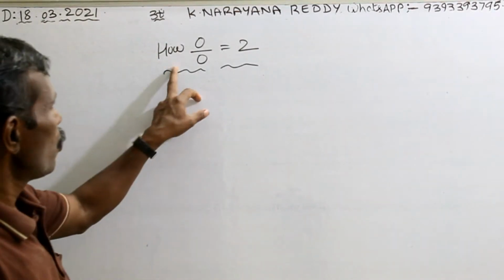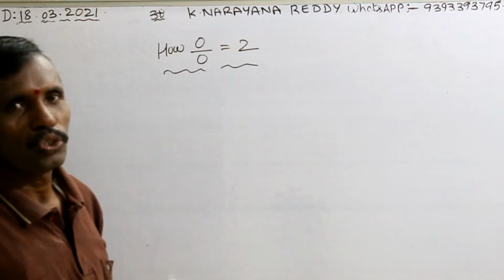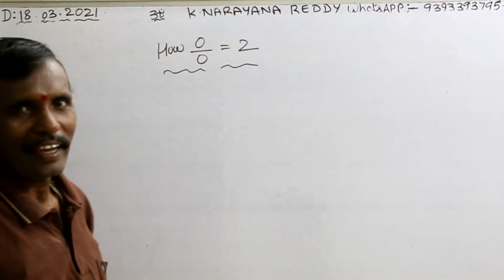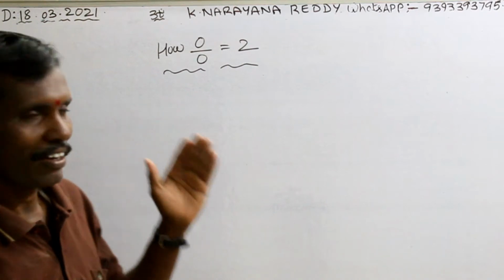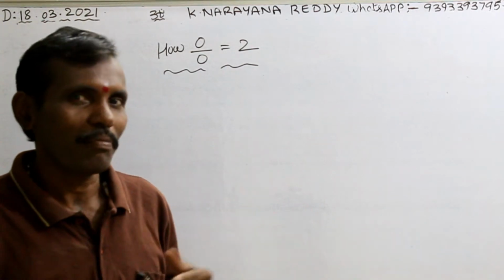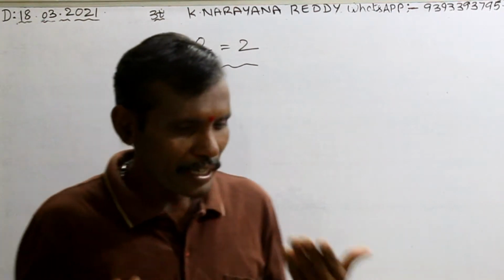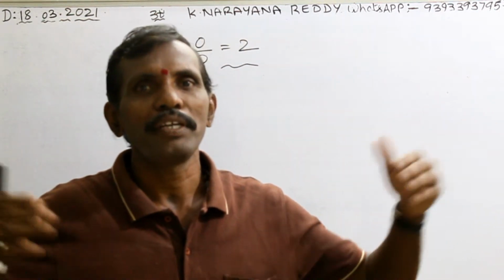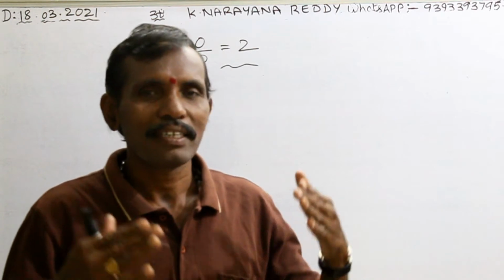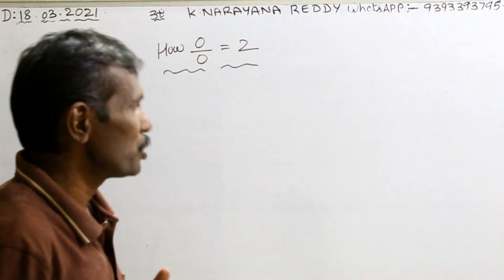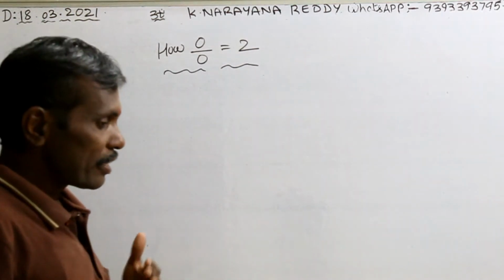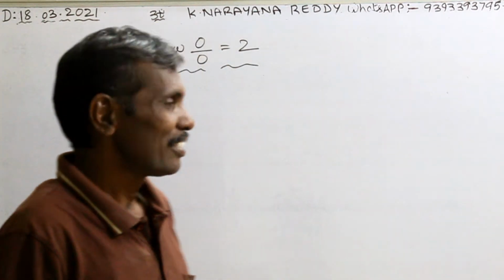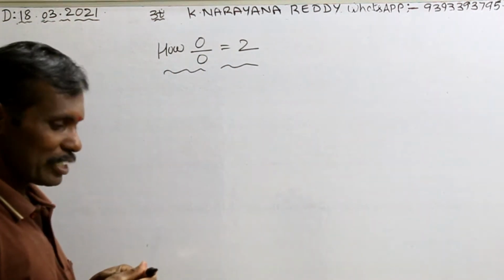See here how 0 by 0 equals 2. How to say which is correct or not? How to solve the problem? There are so many tricks in mathematics, which are not limited, which are unlimited. There is so much knowledge in mathematics. So many tricks are there in mathematics. Yes or not? So how is it possible? Is it possible or not?